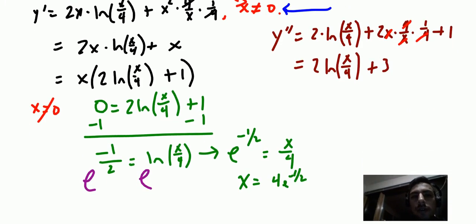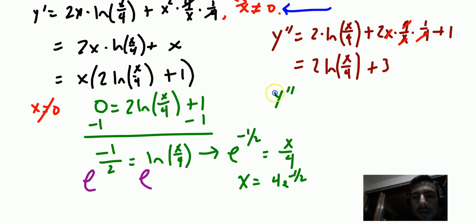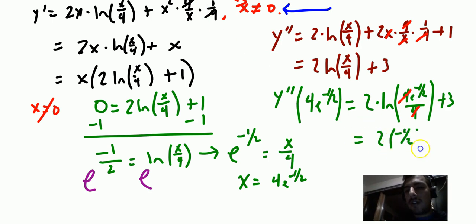Let's evaluate our root from the last time. So y double prime of 4e to the negative 1/2 is equal to 2 times ln of 4e to the negative 1/2 over 4 plus 3. And if you're not sure why, I'll show you why I'm doing this in just a minute. I get ln of e to the negative 1/2, which means that the ln and e cancel, and that negative half is coming down in front. So I get 2 times negative 1/2 plus 3, and that's going to be equal to 2.